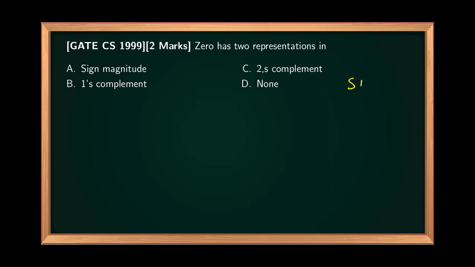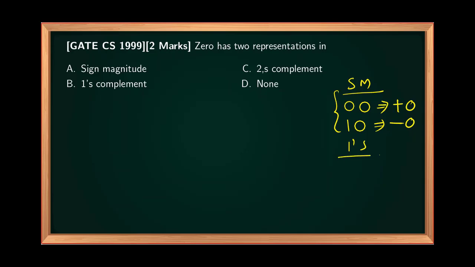In signed magnitude representation, the MSB is dedicated for sign. If it is 0, 0, it is a positive 0. Instead, if it is 1, 0, it is a negative 0. So signed magnitude representation has two zeros.